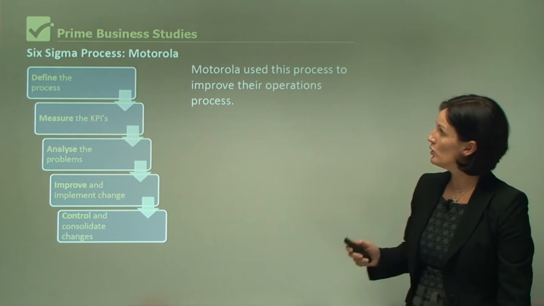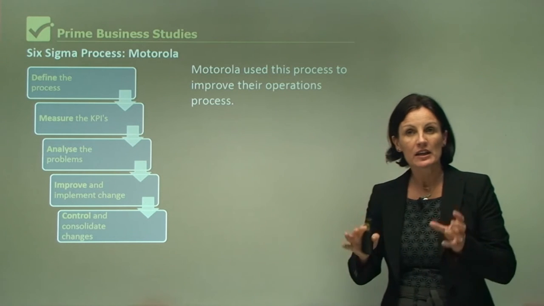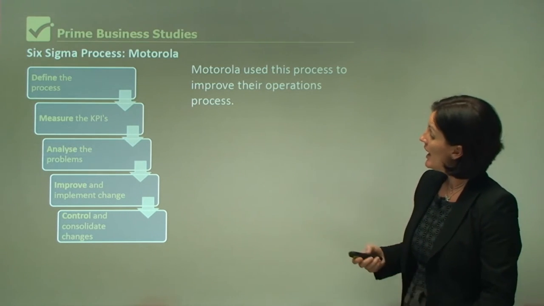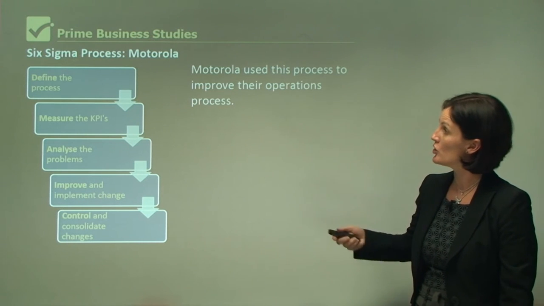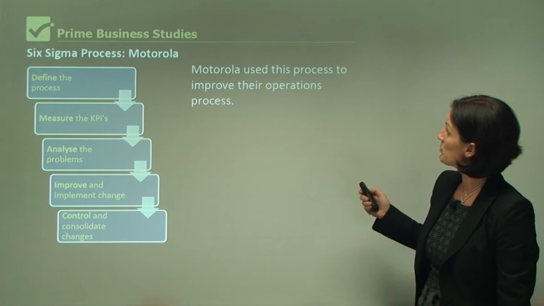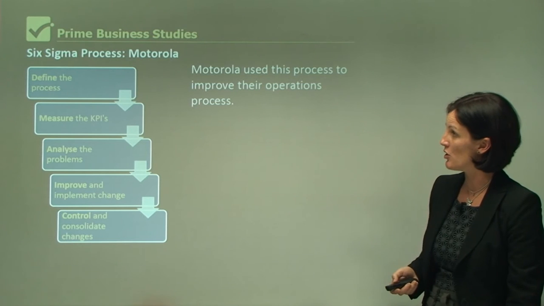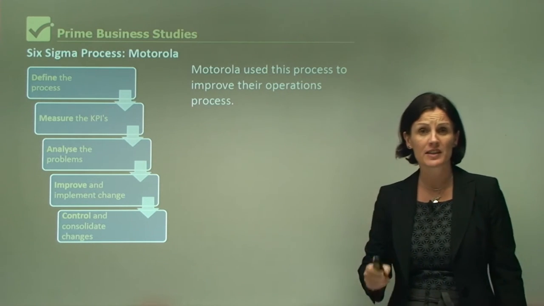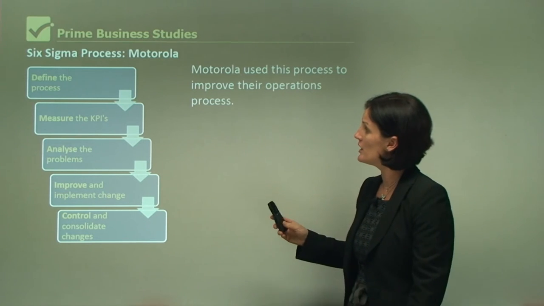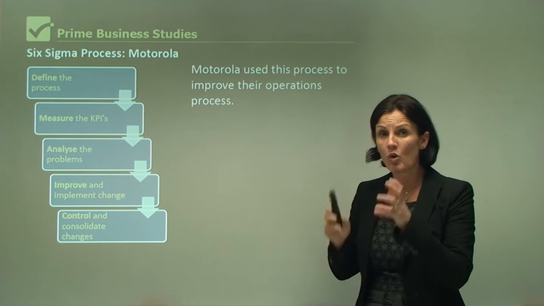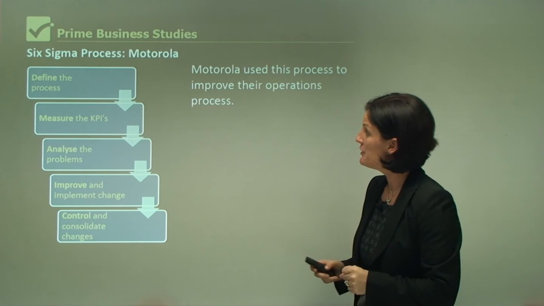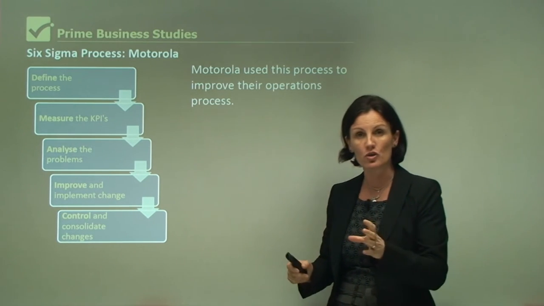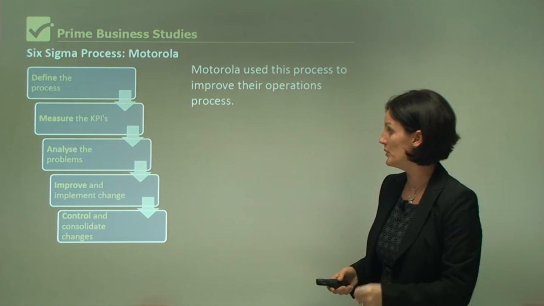Now, Motorola have come up with a strategy to improve this process in terms of monitoring and control. Motorola use this process to improve their operations process. It's called the Six Sigma process. It's actually only 5 steps. And the way that they do it is they define the process, what needs to happen. Then they measure the KPIs. What KPIs are we going to use to measure our performance?